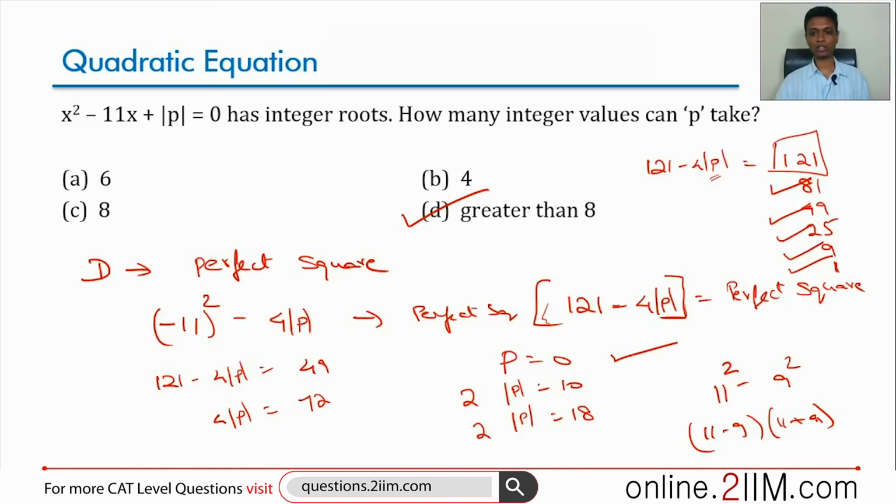Any odd number square minus any other odd number square, a square minus b square, will always be a multiple of 4. The other way of thinking about it: any odd number square divided by 4, remainder is always 1. So remainder 1, remainder 1, knock it off, remainder will be 0. So we know that for each of these values of 121 minus 4 mod p, there is 1 value for mod p and 2 values for p. Therefore, there will be 10 plus 1, 11 different values for p possible. So answer choice is D. Simple idea: if it has to have rational roots or integer roots, the discriminant has to be a perfect square, and then build from there.